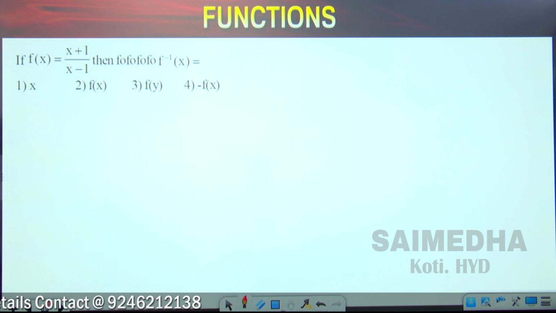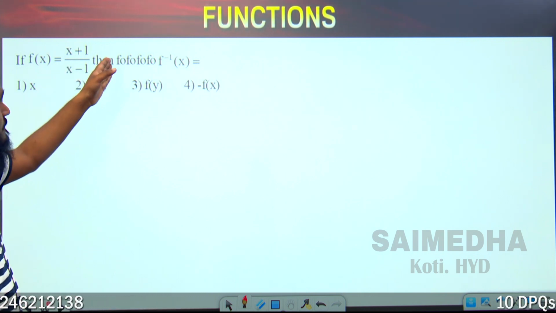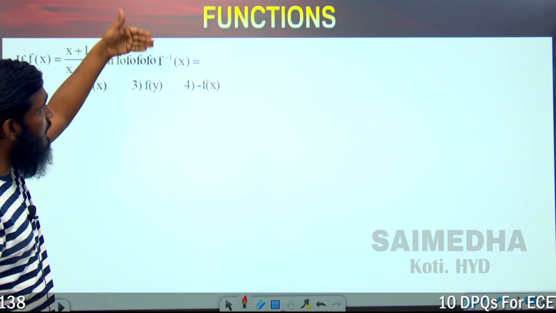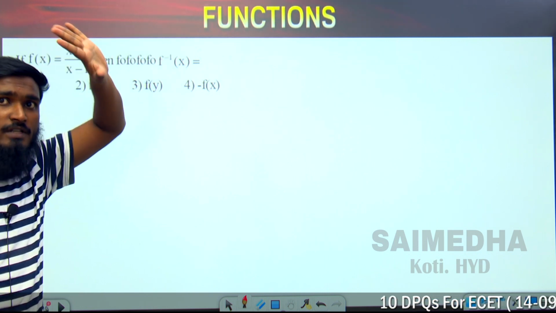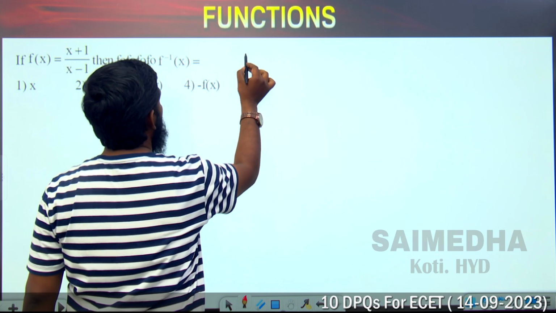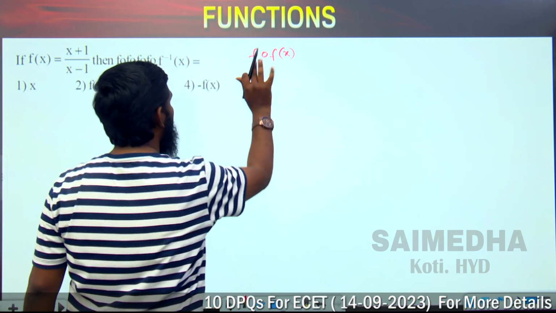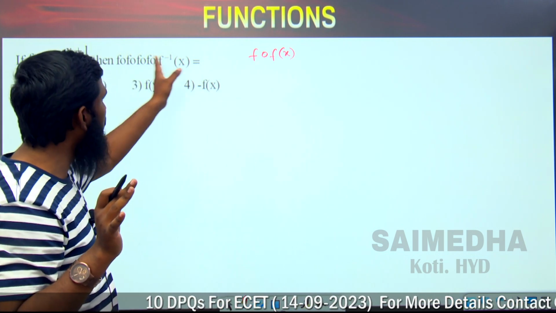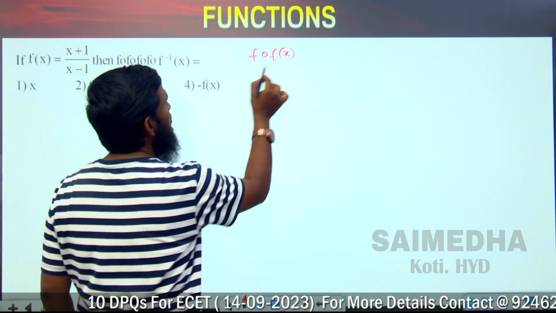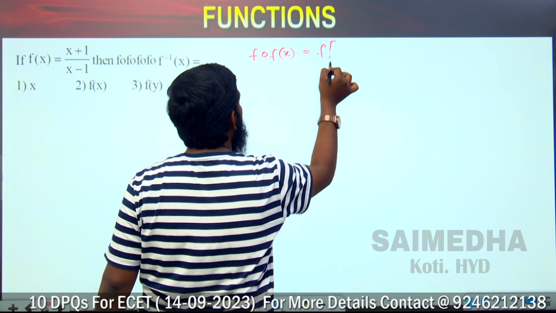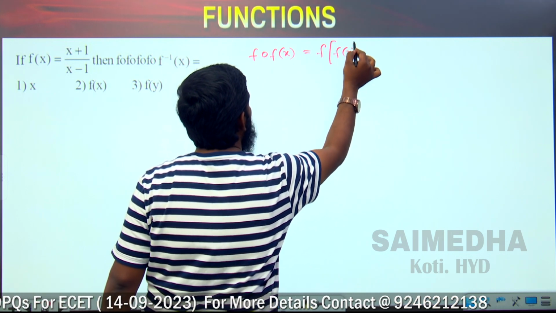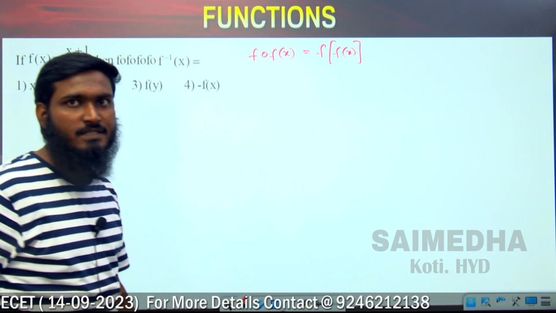If f of x is equal to (x plus 1) by (x minus 1), then f circle f inverse of x is equal to... Listen here. First, let us take this question as f circle f of x. Let us take only this question now, then we will go for the other question. What is the meaning of this part? Circle means f of f of x. This is the question.